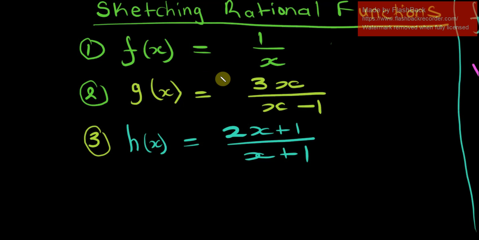Let's continue sketching rational functions. In the previous video, we sketched the first function. Now we found out that it looks something like this, with its vertical asymptote and horizontal asymptote on the origin. At the origin, it looks something like that. That was the first graph.